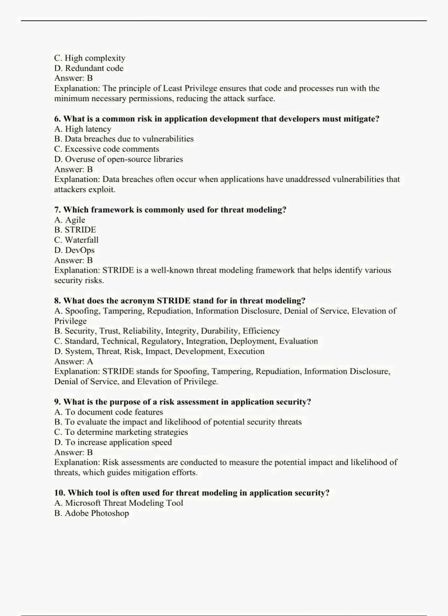6. What is a common risk in application development that developers must mitigate? A. High latency. B. Data breaches due to vulnerabilities. C. Excessive code comments. D. Overuse of open source libraries. Answer B. Explanation: Data breaches often occur when applications have unaddressed vulnerabilities that attackers exploit.